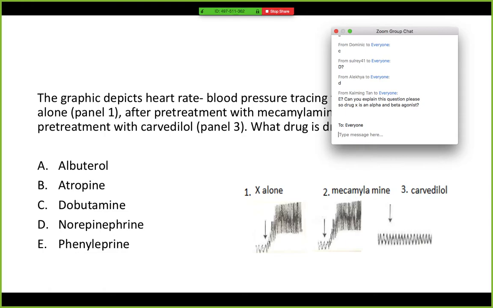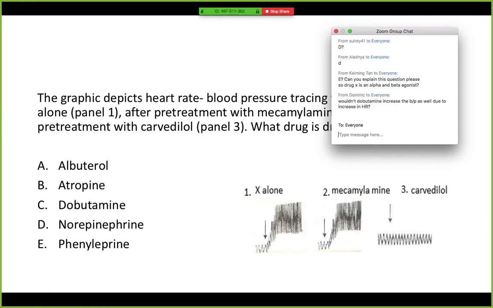Correct. Yeah. So, increasing. So, yeah, so the correct answer here is D.